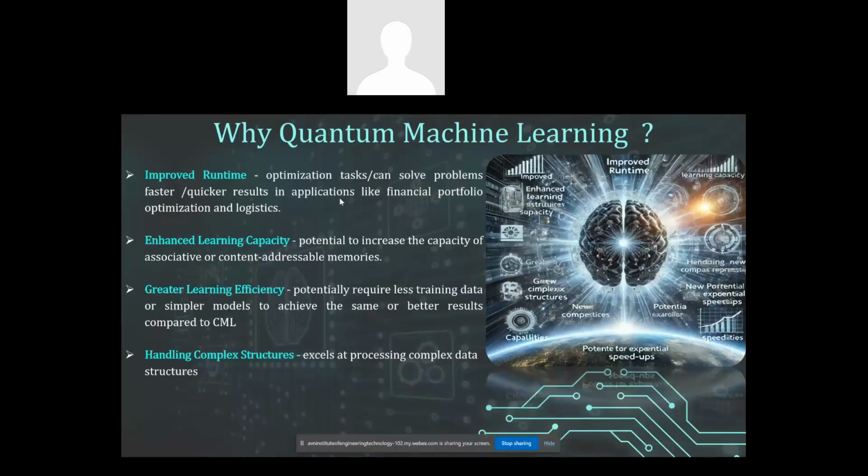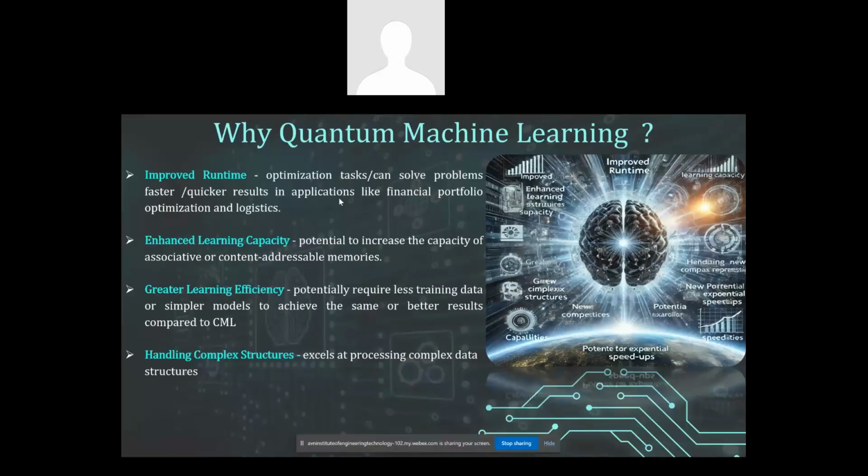Then we have enhanced learning capacity and greater learning efficiency. For example, if you take machine learning models, we need very little training data compared to classical. Based on a smaller amount of training data, we can make decisions very quickly and get better results than with classical machine learning. That is one more added advantage of quantum machine learning.